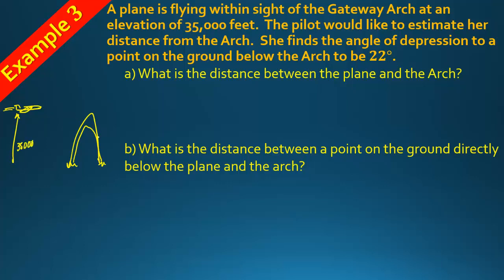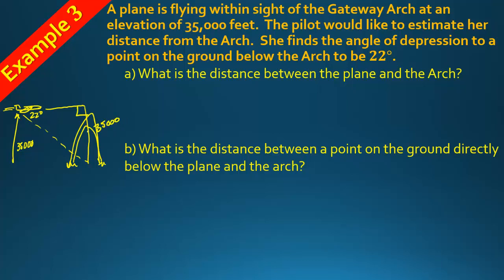Alright, the pilot would like to estimate her distance from the arch. So that would be this. The angle of depression is 22 degrees. So what I'm really looking at is this kind of right triangle, which means that this side is going to be 35,000.